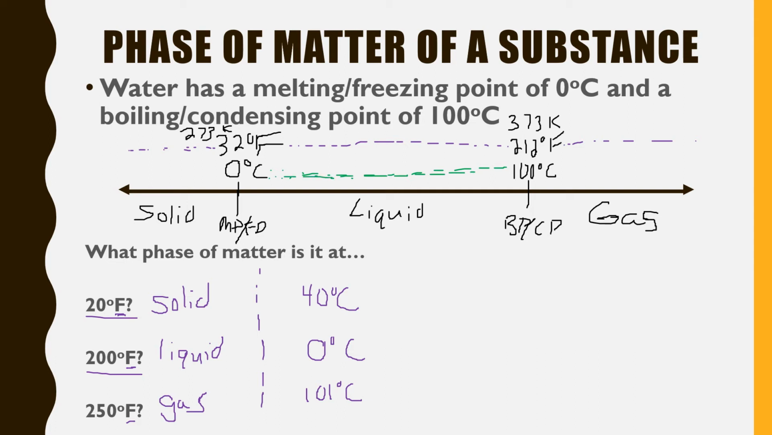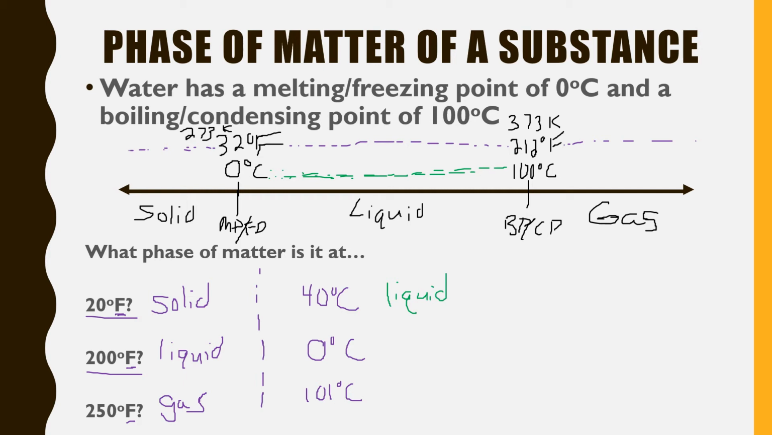So at 40 degrees, is 40 between 0 and 100? Is 40 less than 0? Or is 40 more than 100? Those are the questions you have to ask yourself. Well, since 40 is in between 0 and 100, it's a liquid. Awesome.